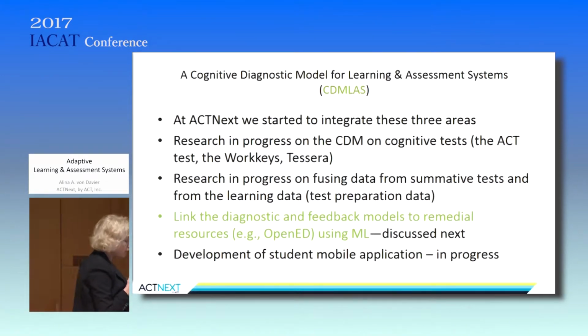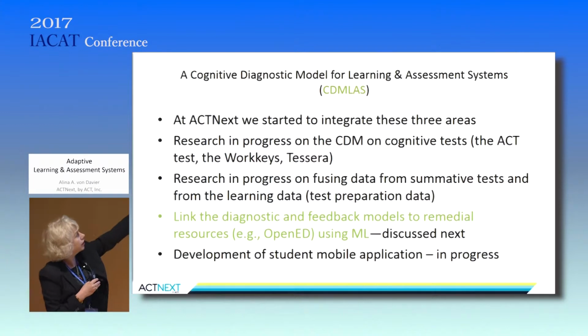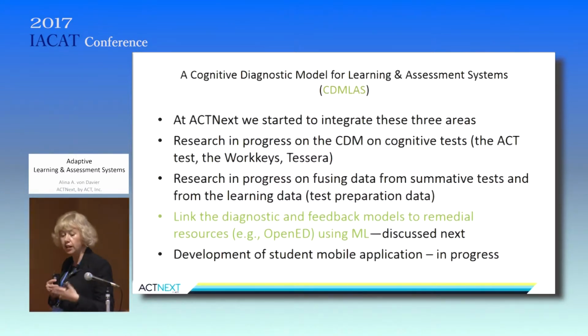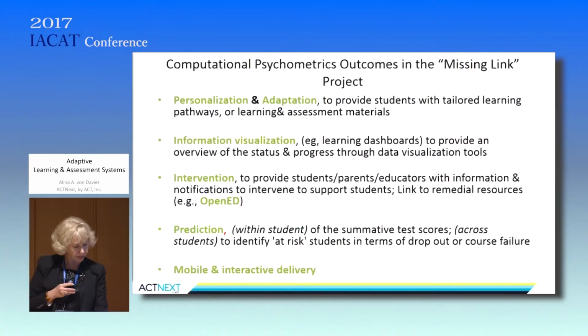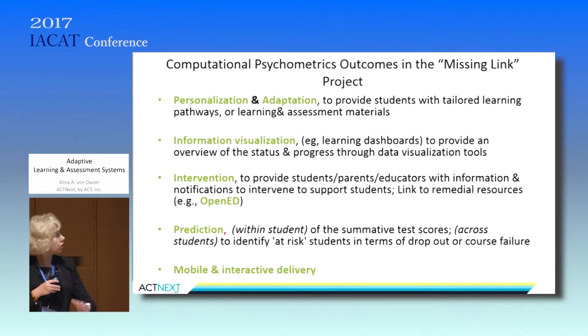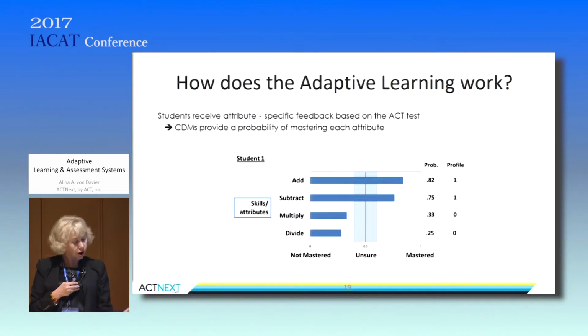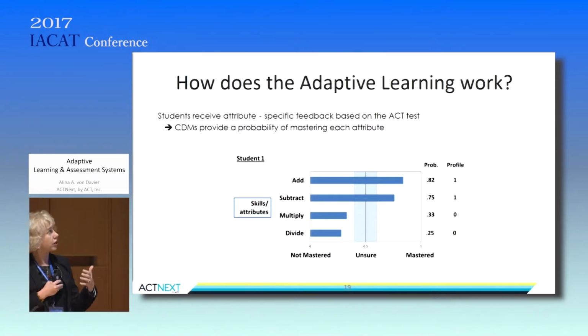So the main message for today, I guess, is related to this green link here, is that we want to link the diagnostic and feedback model to remedial resources in an adaptive way. And all of this, as I mentioned before, is in this framework of computational psychometrics. So how would this adaptive learning work in our system, the one that I showed you before?